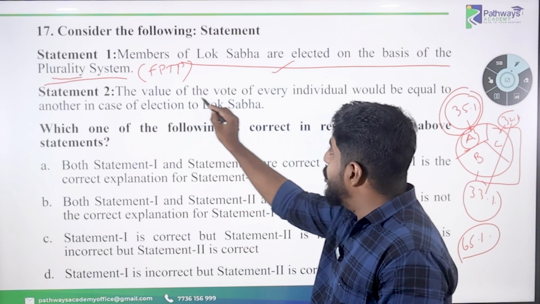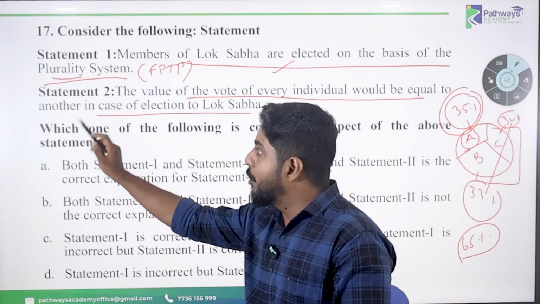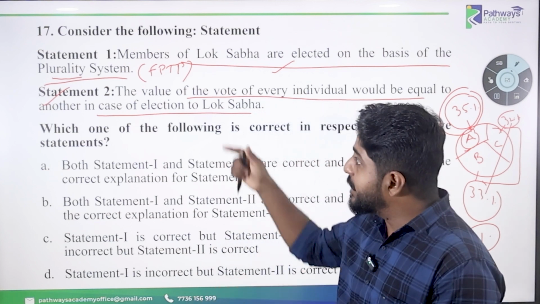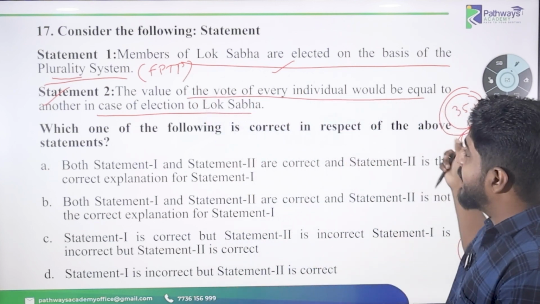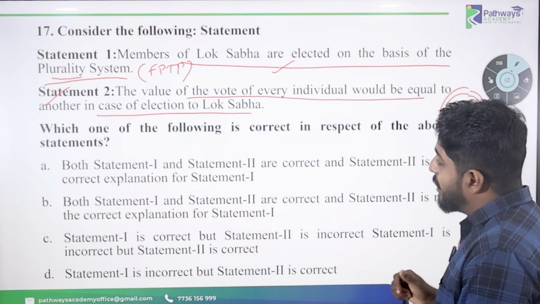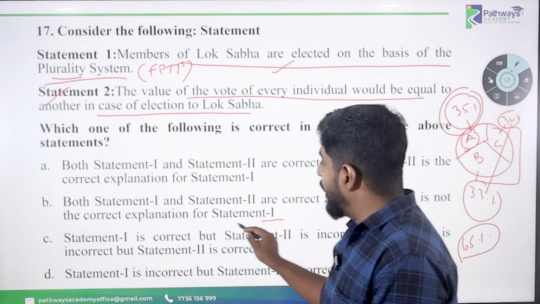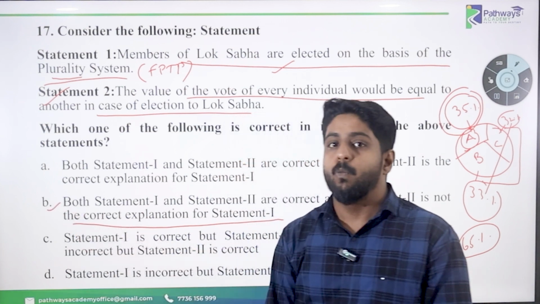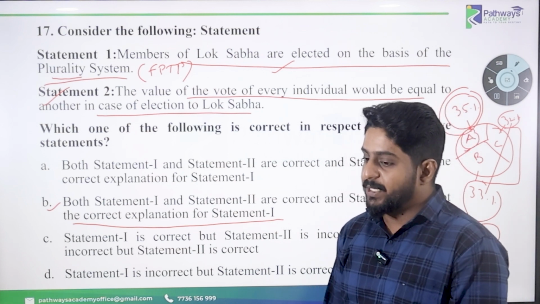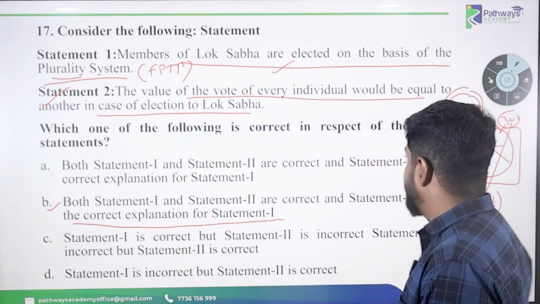Now, the value of the vote of every individual would be equal to another in the case of election to Lok Sabha. Sir, this statement is also a correct statement. But is it the explanation of statement number 1? No, this is not the correct explanation of statement number 1. So what is the answer? Both statements 1 and 2 are correct, and statement 2 is not the correct explanation for statement 1. So the answer is option B. Question number 17 has B as the right option.